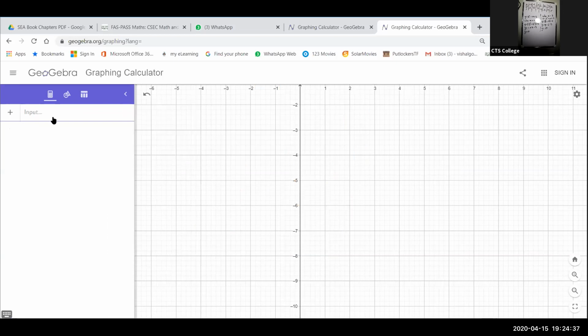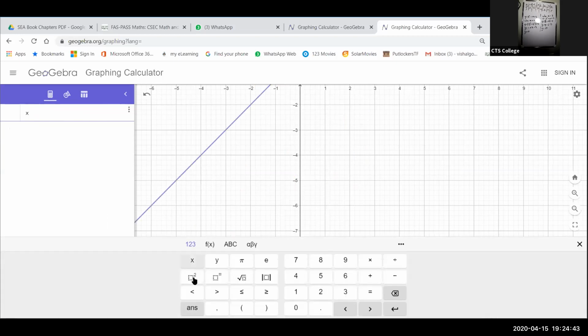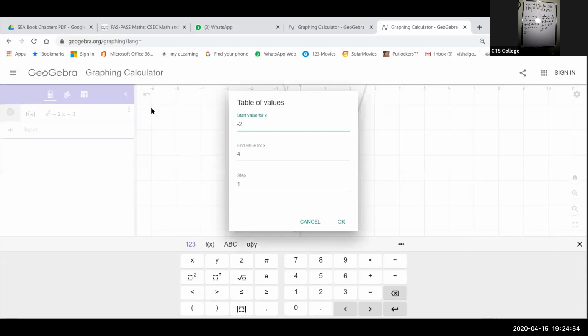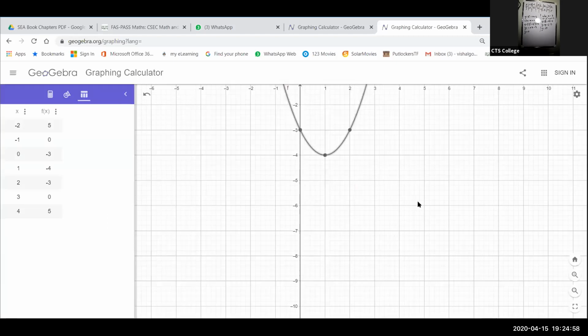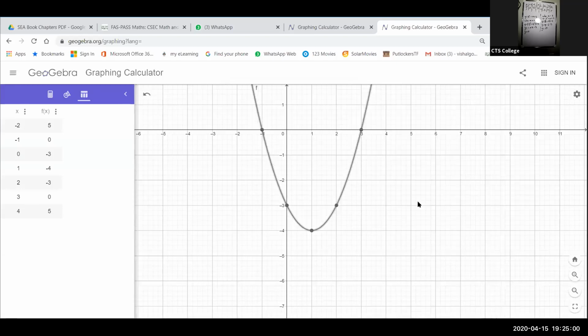Okay, so we are given x squared minus 2x minus 3, and for our table of values, it's from -2 to +4. Okay, great. So this is what the graph's supposed to look like.